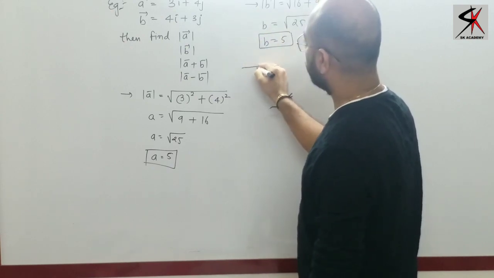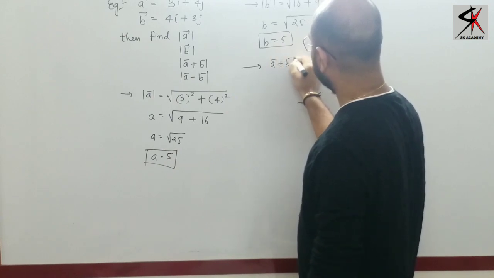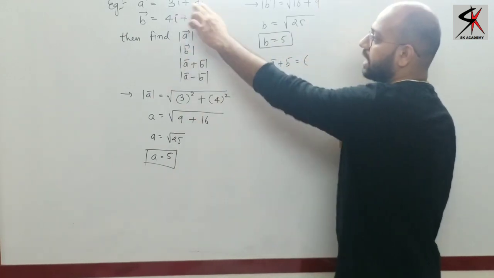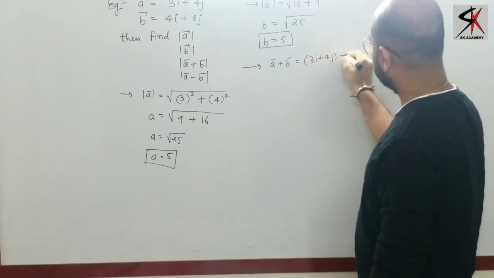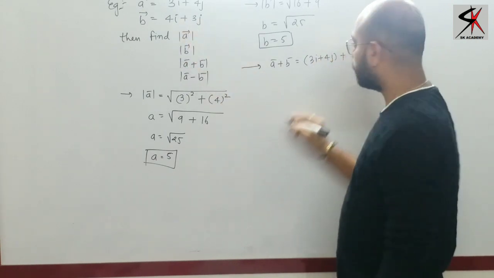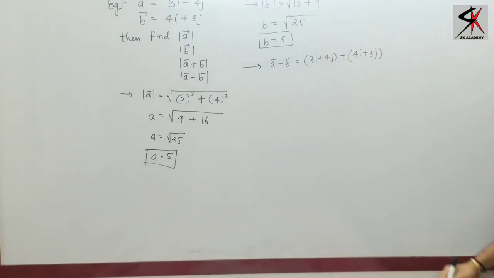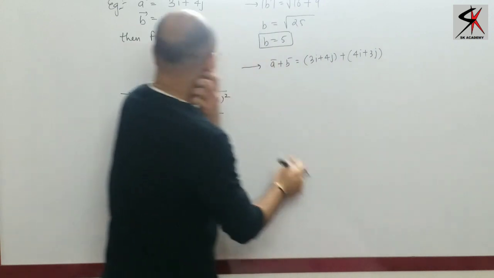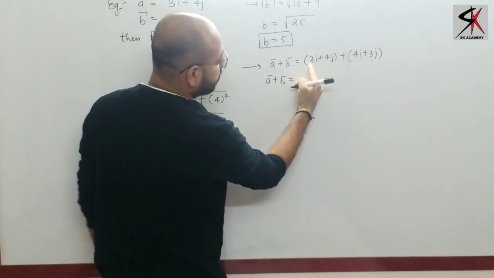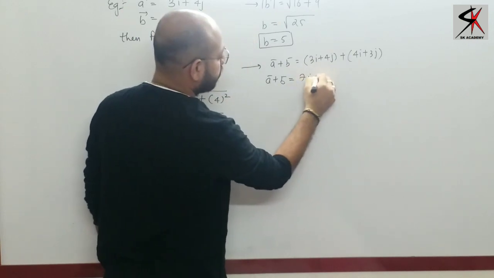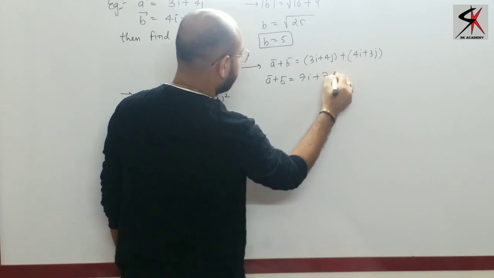Okay. Now for a bar plus b bar, first of all we will find a bar plus b bar. So a bar is 3i plus 4j, plus b bar is 4i plus 3j. Now summation of i with i becomes 3 plus 4 is 7i, and here 4 plus 3 becomes 7j.